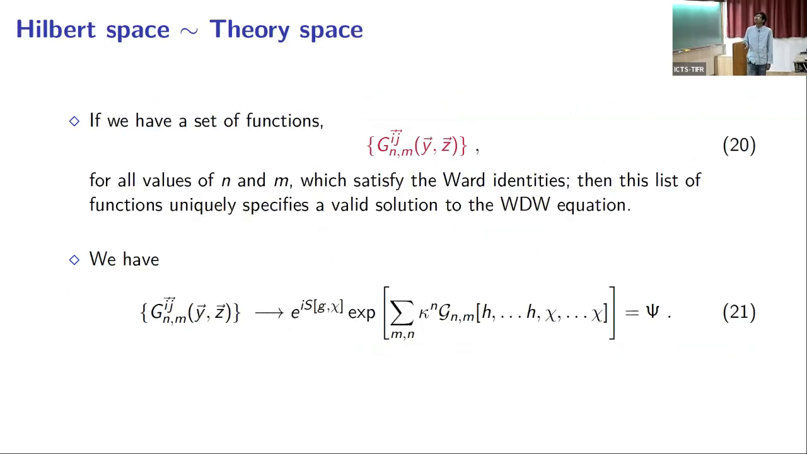So, okay, now this is our proposal. We are saying if you supply some G which satisfies these Ward identities, then with this G we can find a valid solution for this Wheeler-DeWitt equation. You give me some G, I will put it here in this curly G, and this is a valid state. So in this sense, we are saying this Hilbert space is actually equivalent to a theory space.